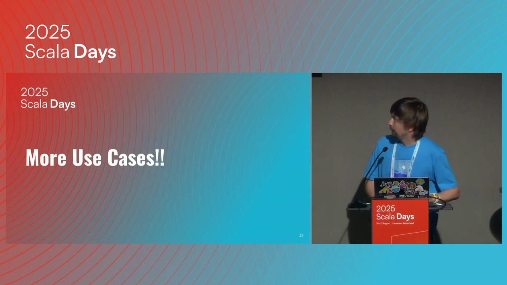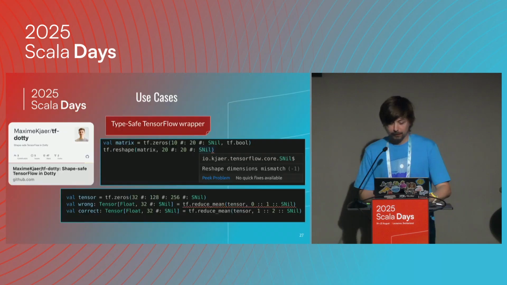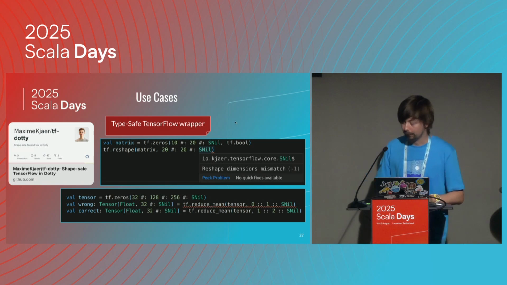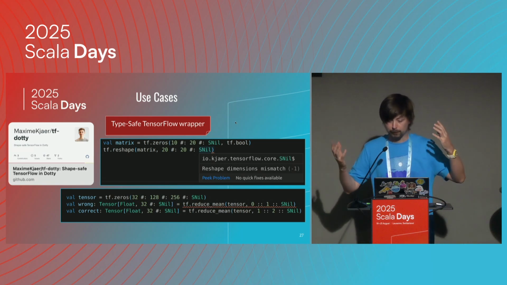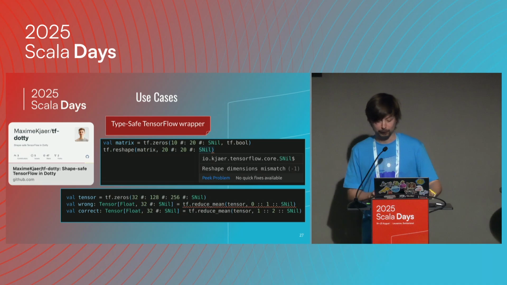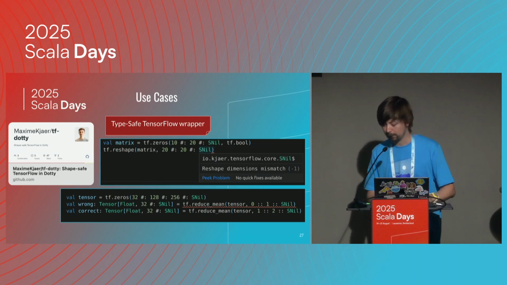Okay, so that was all the theory. Let's do the fun demos. When the match type feature was first being produced, Maxime from EPFL wrote this very cool validator to wrap TensorFlow with shape validation, to make sure that when you try to reshape a matrix, you don't have an incorrect number of elements. So it checks the dimensions. Python wouldn't do that for you, so there you go.